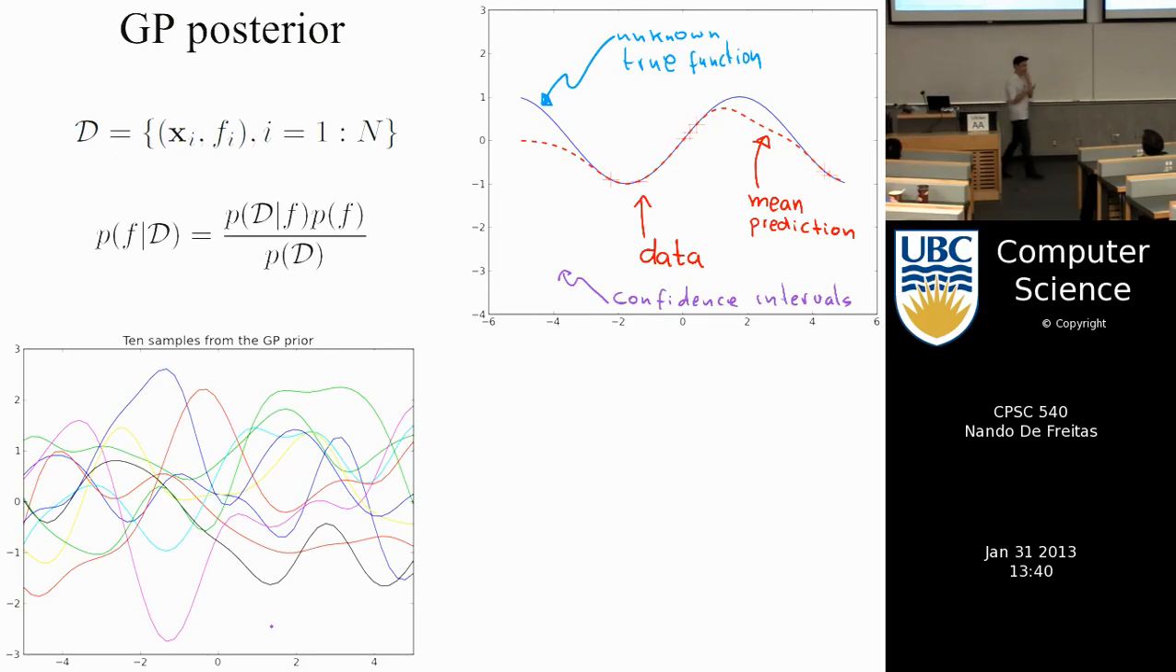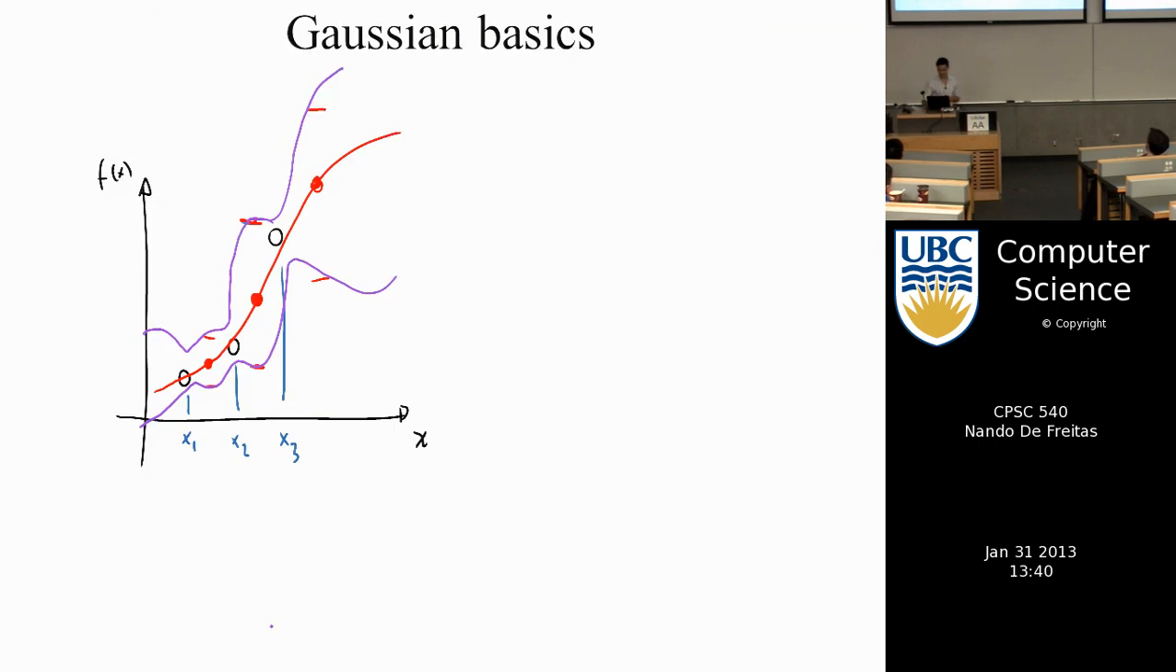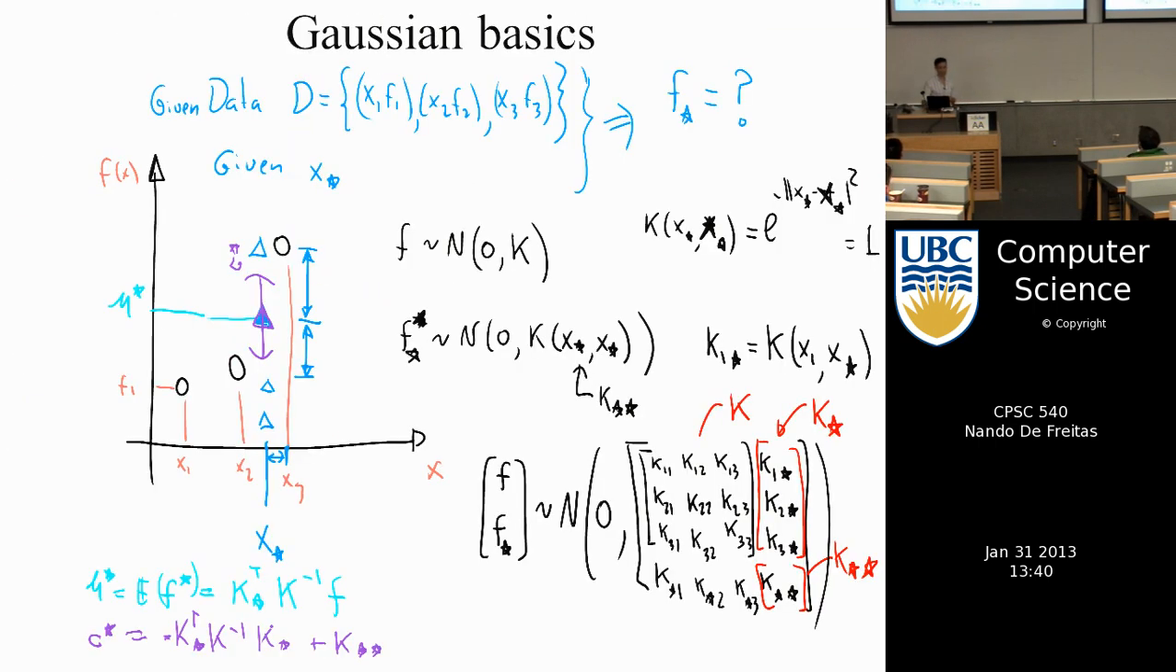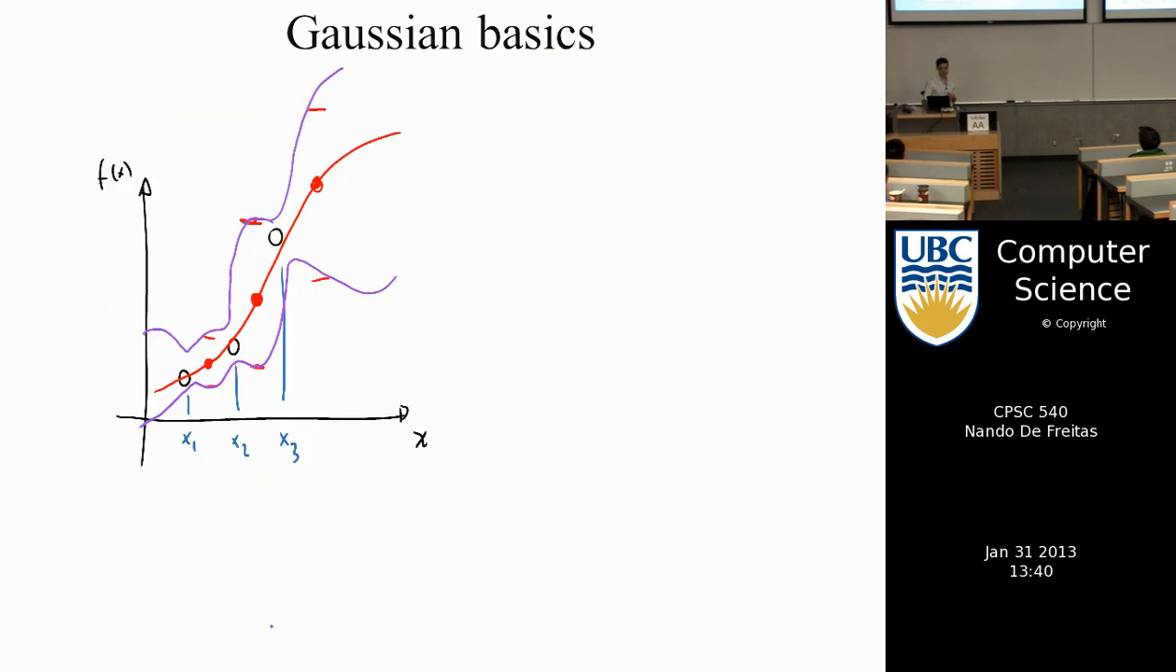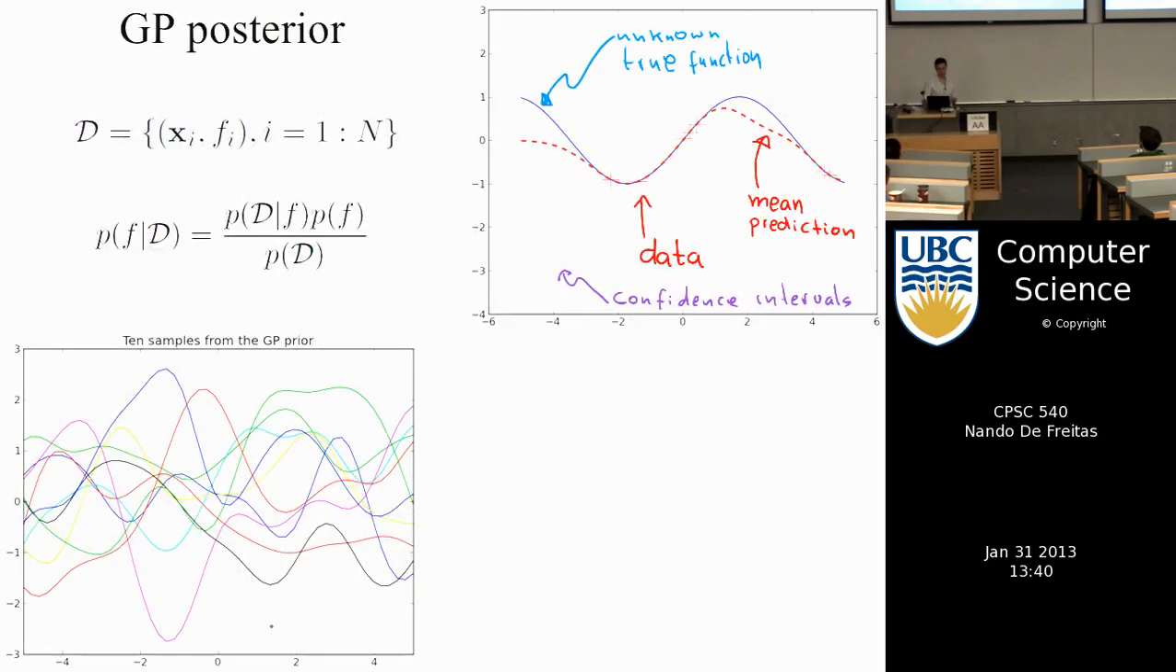Now, the process of making predictions is just like in the drawing. It's just like in this drawing here that we did before. If I want to make predictions, I'm going to have my points, x, f, and then I'm going to try to generate the mean and confidence intervals elsewhere. In other words, given that I have the training data points, xi and fi, I will combine the data with my prior of a functions.